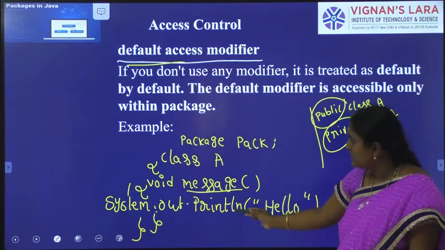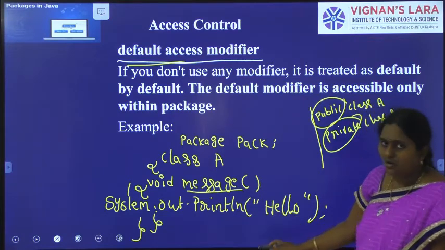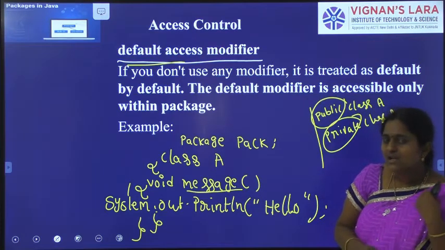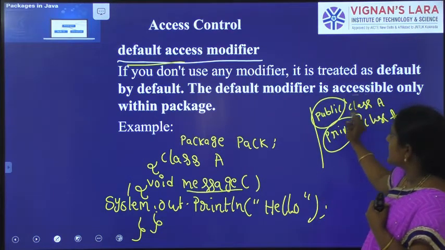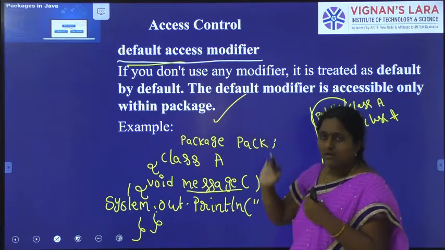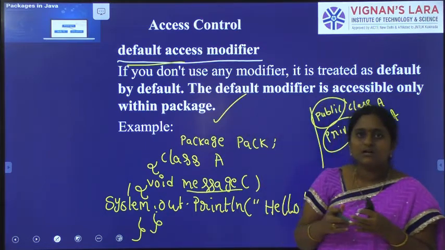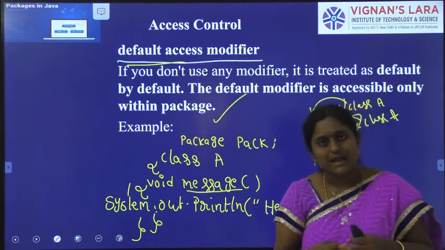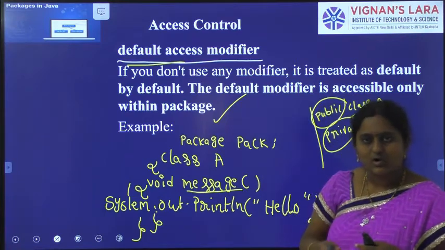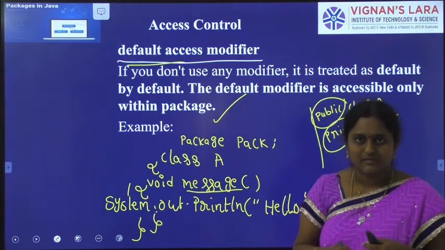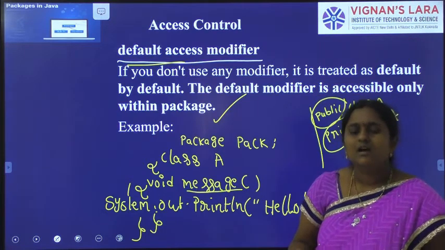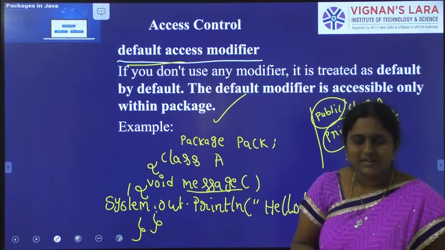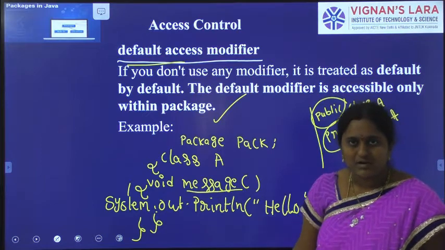What is the body of this method? System.out.println hello. So what are the restrictions of the default access specifier? The default modifier is accessible only within the package. Outside the package and outside the class, we can't access the default access specifier. If you don't specify any access specifier for a class or a method, by default it is considered a default access specifier.